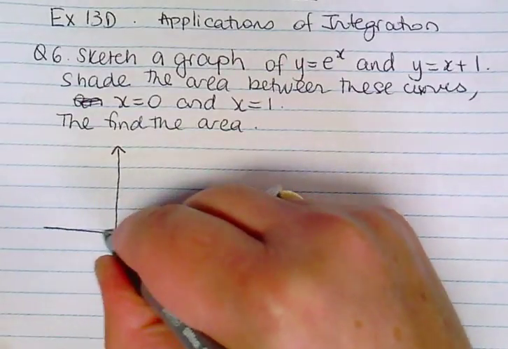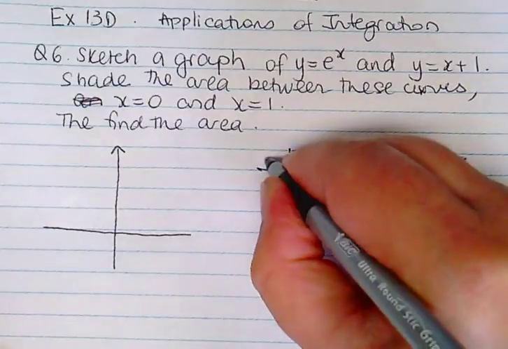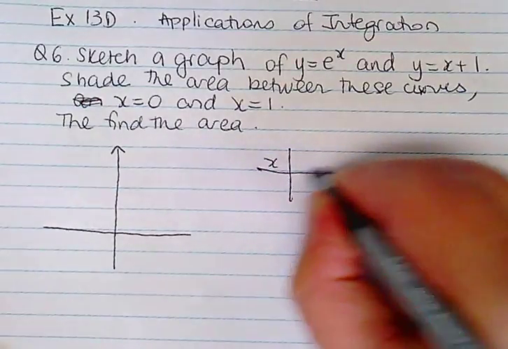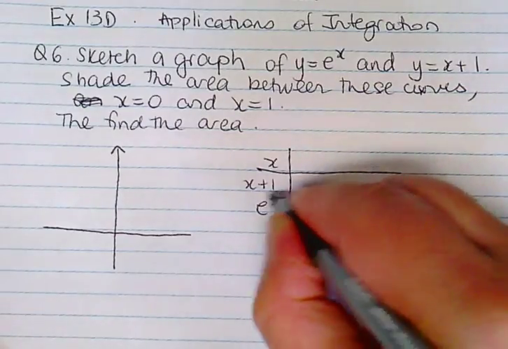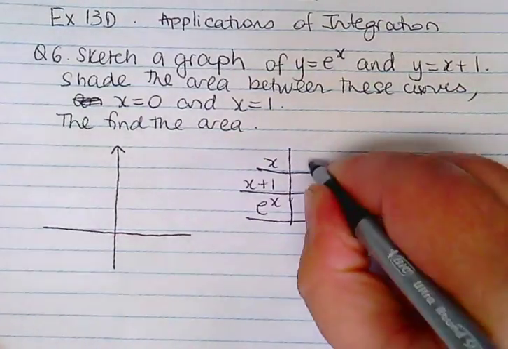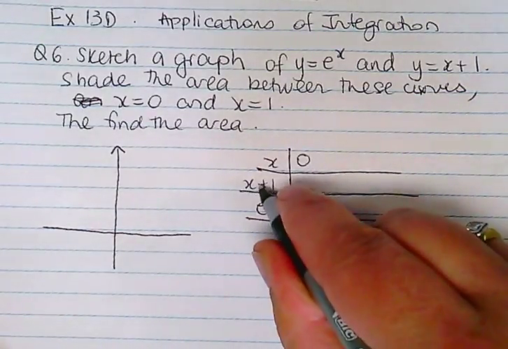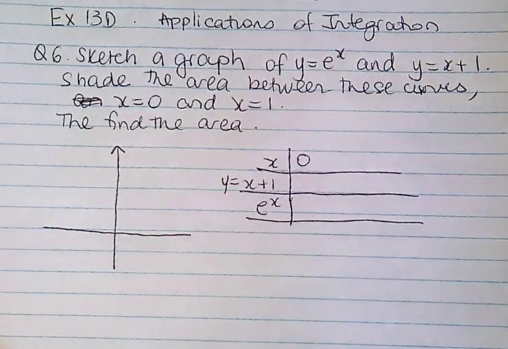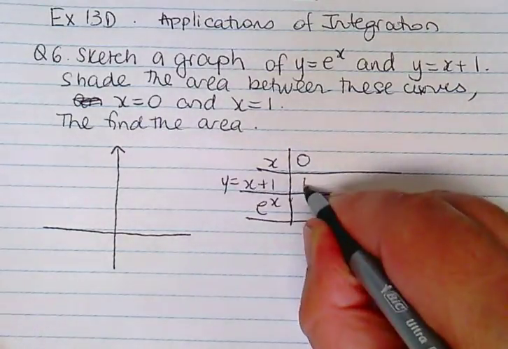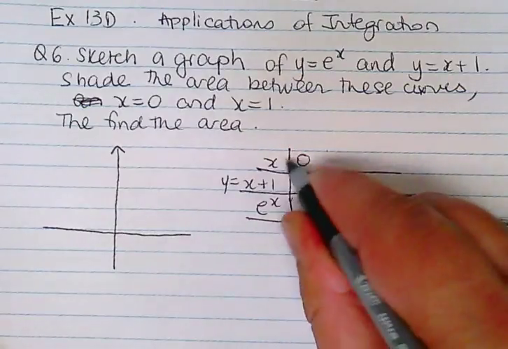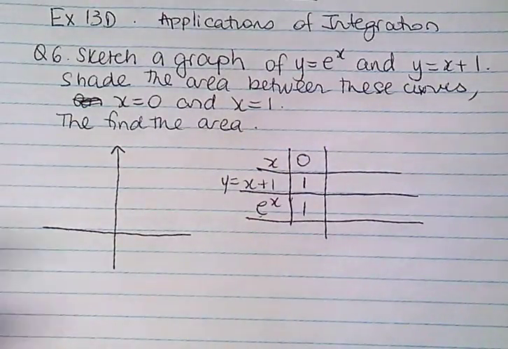Now, we're going to have to be a little bit precise here. So I'm going to do a little table of values. We're sketching the curve x plus 1, and we're also sketching e to the x. Now when x is 0, y equals x plus 1 is 1, and when x is 0, e to the x is also 1. So it looks like we've got a point of intersection there.